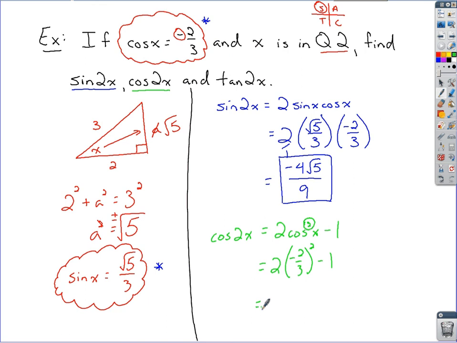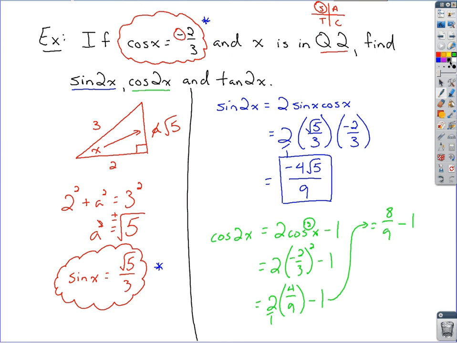Starting with the exponents, we're going to square the fraction. We have 2 times, negative goes to positive. It's going to be 4 over 9 when we square numerator and denominator. This is 2 over 1, so if I do my multiplication next, you've got what? 8 over 9 minus 1.